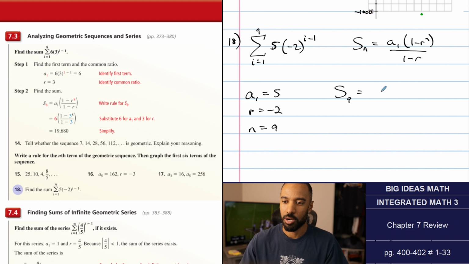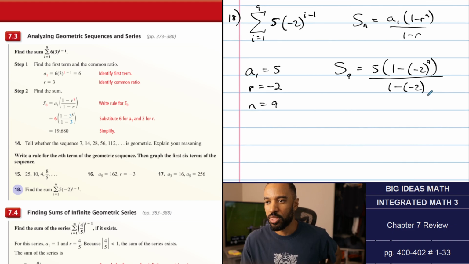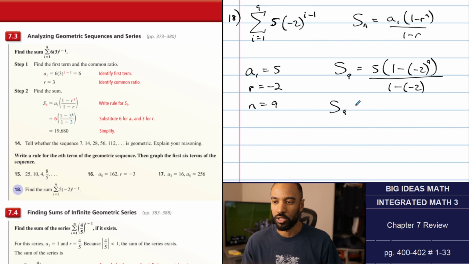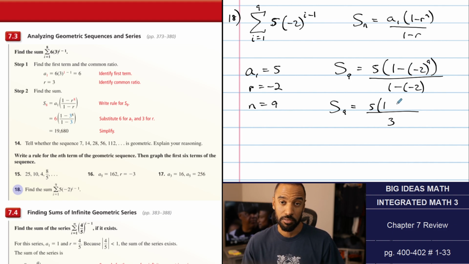The sum of the first 9 terms takes your first term times 1 minus your common ratio raised to the n power, all over 1 minus that common ratio. I just want to clean up that denominator. 1 minus negative 2 is 1 plus 2, which is 3. Unfortunately, 5 over 3 doesn't reduce. We're going to subtract negative 512. That's negative 2 to the 9th, so we're going to add 512 there.